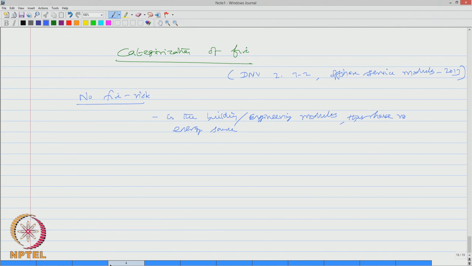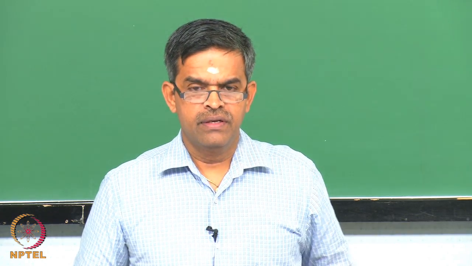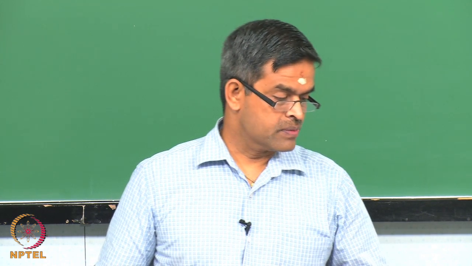So, when you talk about categorization, it is categorized into three groups. One, low fire risk; two, medium fire risk; three, high fire risk. So, let us discuss what is low fire risk. We need to understand that fire is always associated with risk estimates in offshore platforms.